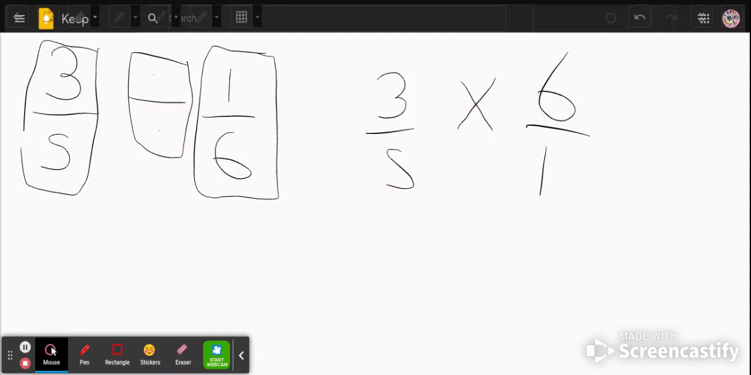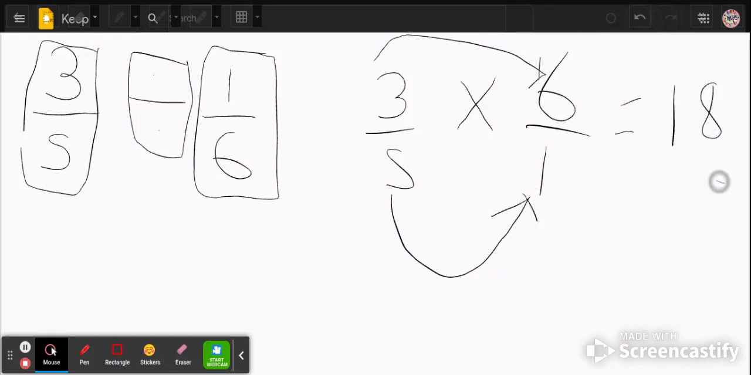So now, if you realize, after we've applied our keep, change, and flip method, we're down to simply multiplying fractions, right? So all we have to do is to multiply from numerator to numerator and denominator to denominator. So 6 times 3 is 18 over 5 times 1 is 5. So 18 over 5 is our answer.